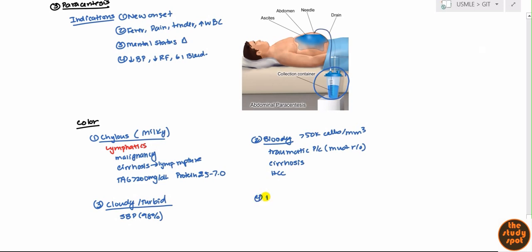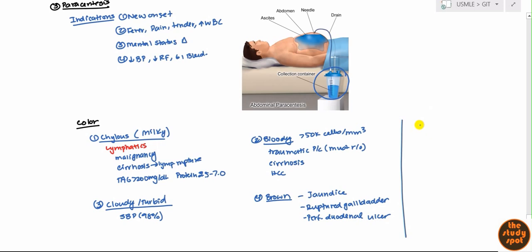Okay, what if it's brown? Well, brown is due to jaundice, and perhaps even a ruptured gallbladder, or it might also be due to a perforated duodenal ulcer. So that's when you get brown. Now, these are relatively uncommon. What is the most common? That is when it's clear. When it's clear, that probably means it's due to cirrhosis, uncomplicated cirrhosis, so there's nothing really going on more than that, and that's usually what you'll get.